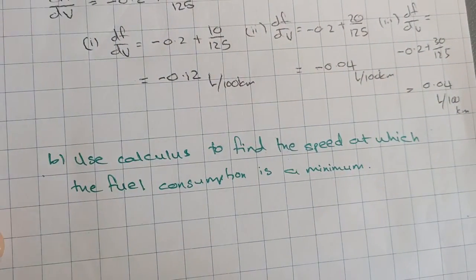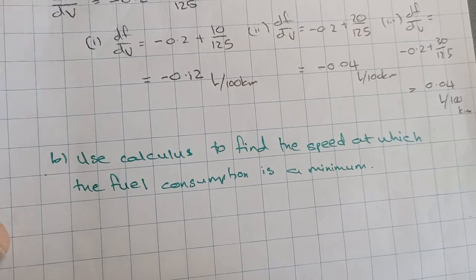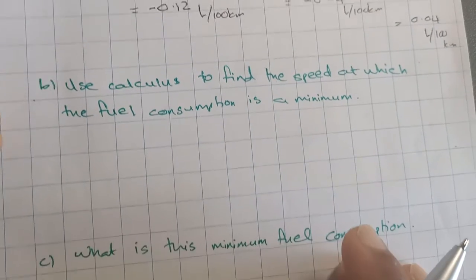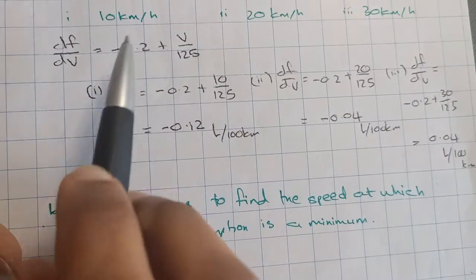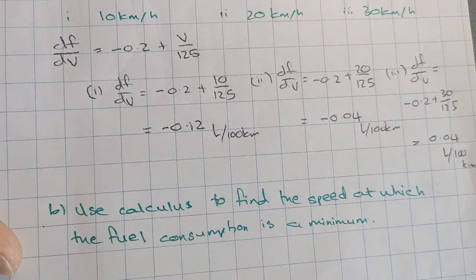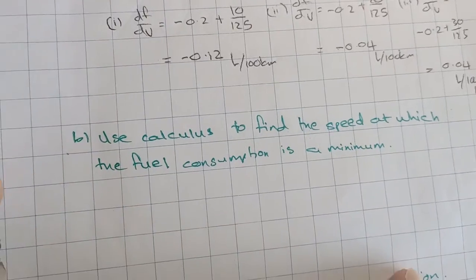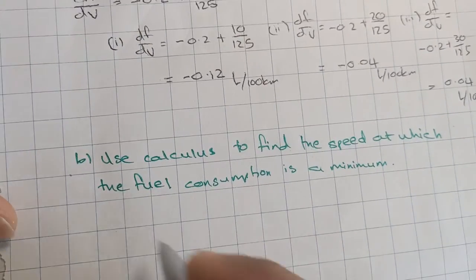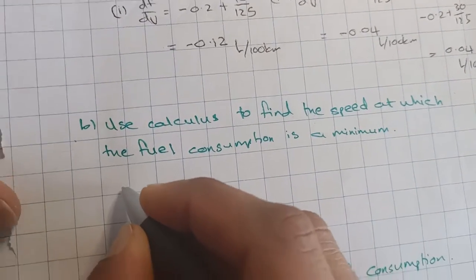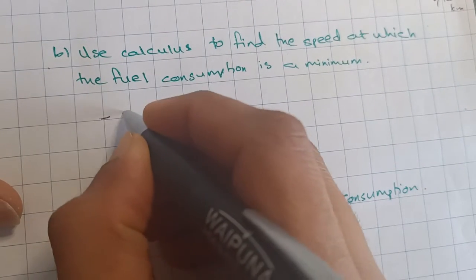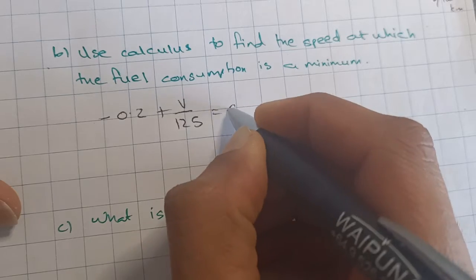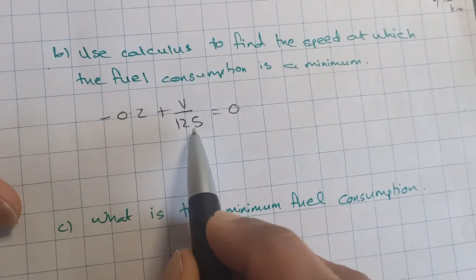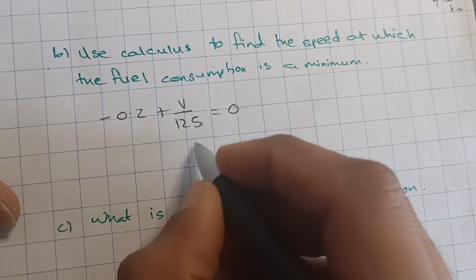The next question says use calculus to find the speed at which the fuel consumption is a minimum. So once we find a derivative, all we got to do is make it equal to 0. We've already found it, so we make it equal to 0. So negative 0.2 plus v over 125 must be equal to 0. We're solving to find the velocity, which is the speed.